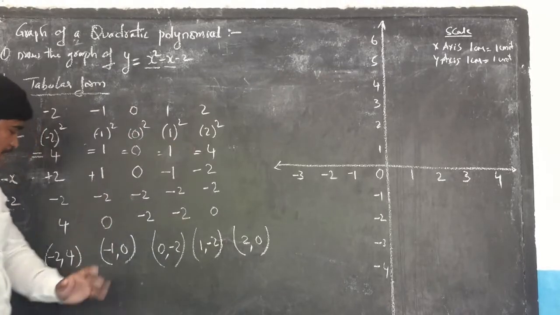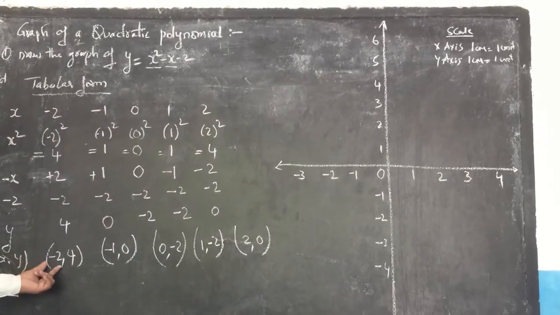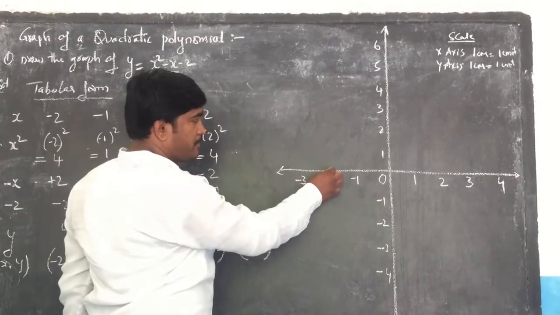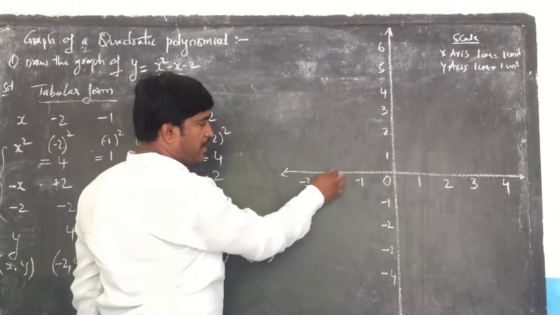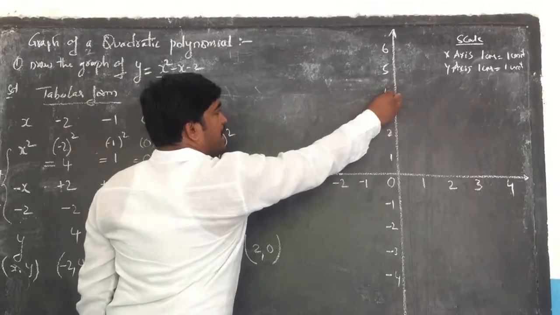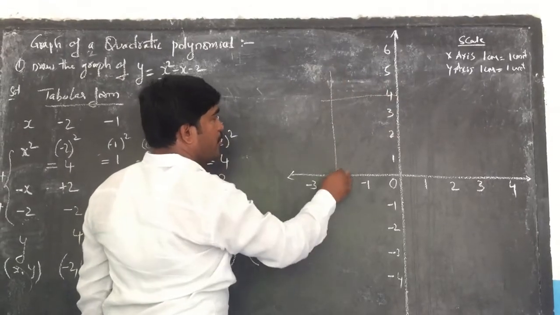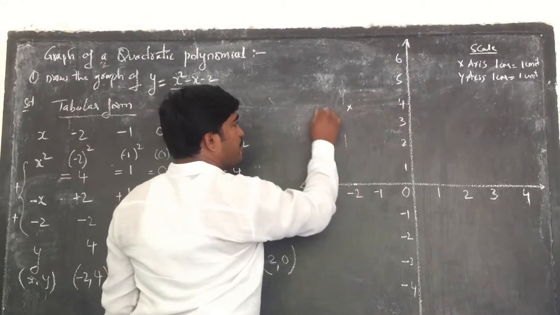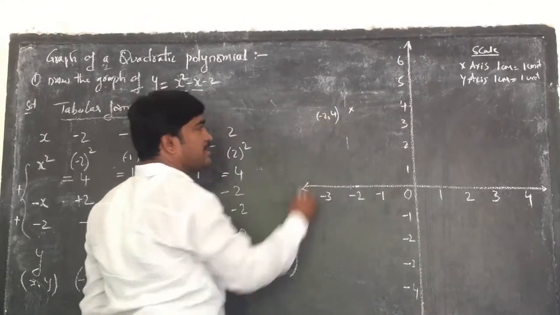Now I'll plot the points on this. What is the first point? Minus 2 and 4. Now I'll check, minus 2 is here as well as 4. Now this will be the line. Where do these both get intersected? For example, this may be the point. I'll take this straight line and take this as a point: minus 2 as well as 4.